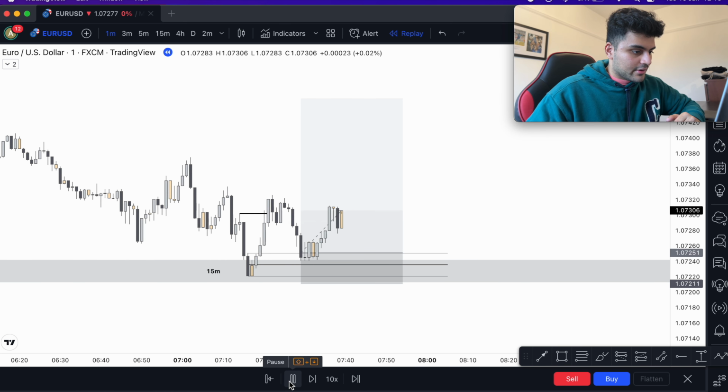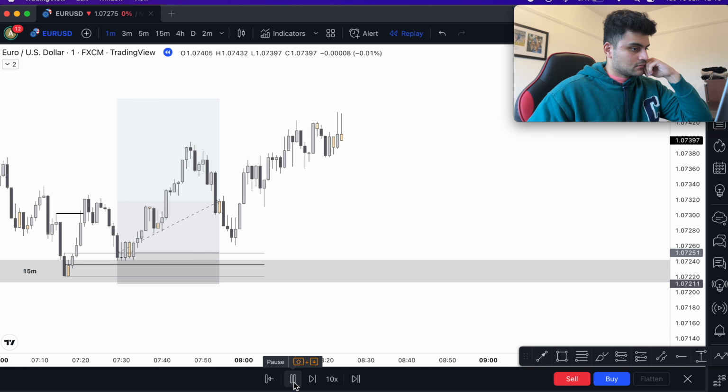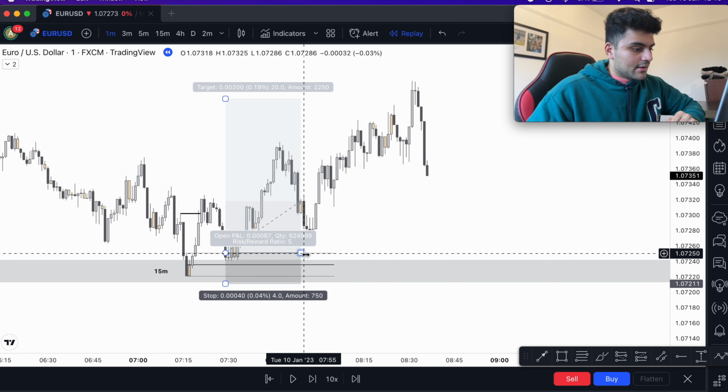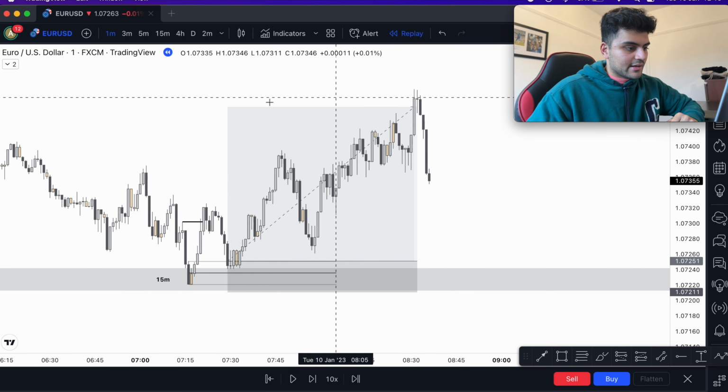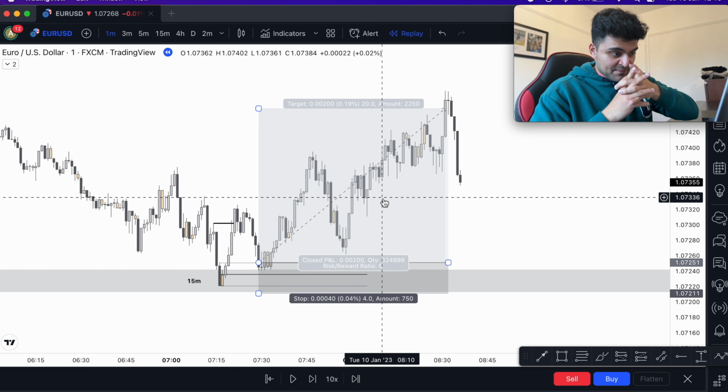So it came and tagged me in, and kept going, and there, take profit was hit. So basically this is the take profit, this is my stop loss, and the middle is the entry price. So fixed 5R, that was a trade.